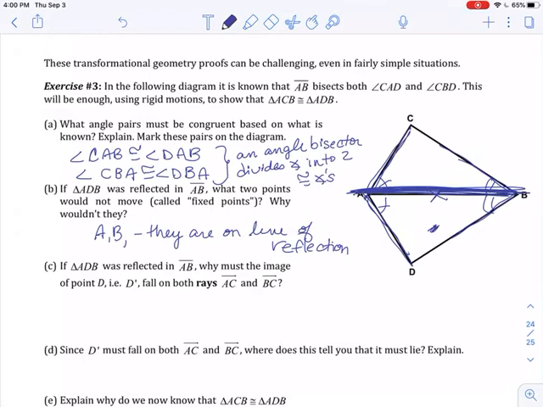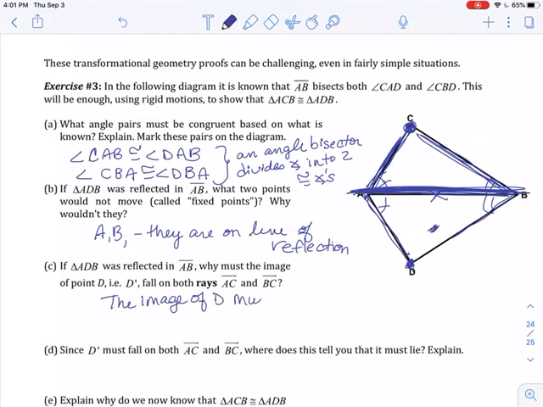If triangle ADB was reflected in AB, why must the image of point D, i.e. D prime, fall on both rays AC and BC? The image of D must fall on AC and BC because of the angle pairs equal in part A. So basically, this point D, if I reflect it, has to fall on this ray, and the rays meet at C. So ultimately, it's going to fall on point C because of these angle pairs being congruent to each other in part A. And don't worry, the proofs will not be as complicated as this.